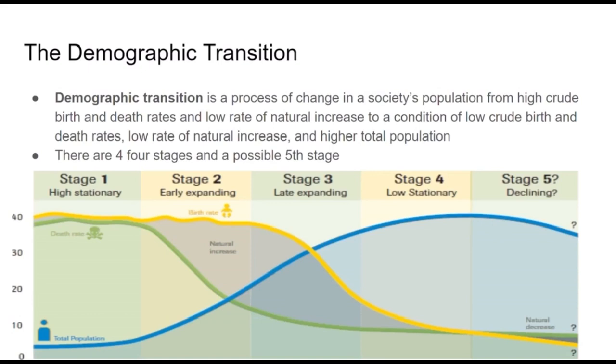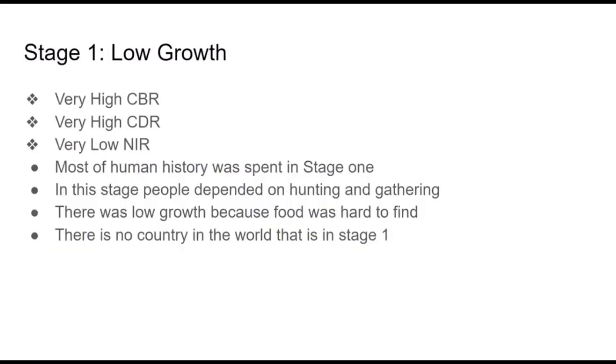Demographic transition. Demographic transition is a process of change in a society's population from high crude birth and death rates and low rate of natural increase to a condition of low crude birth and death rates, low rate of natural increase, and a higher total population. There are 4 total stages and a possible 5th.